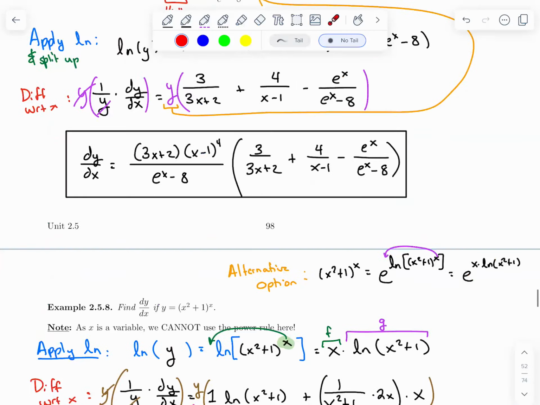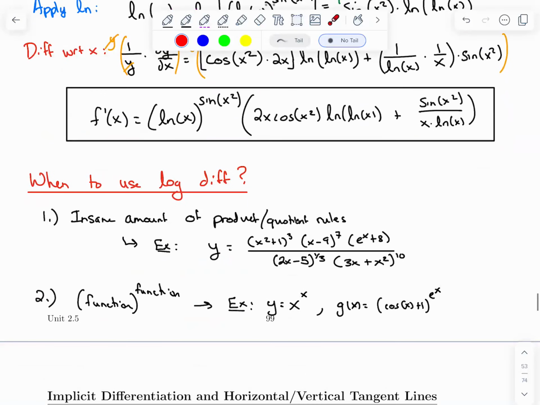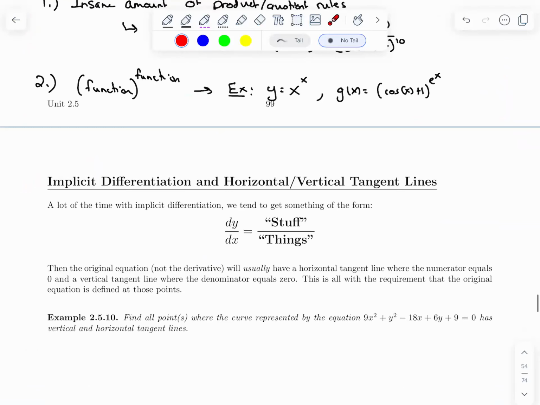So that is when we use logarithmic differentiation: if you have large amounts of product and quotient rules, or if you have a function raised to a function. So, last little thing from section 2.5, talking about how to find horizontal and vertical tangent lines for implicit differentiation.